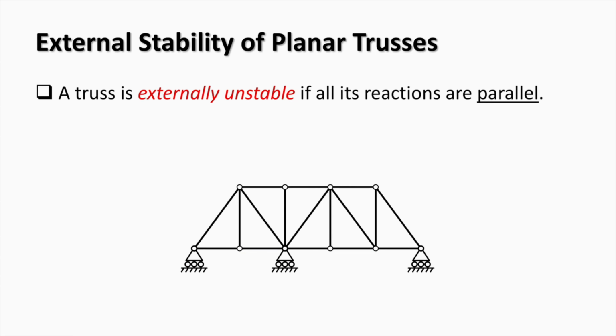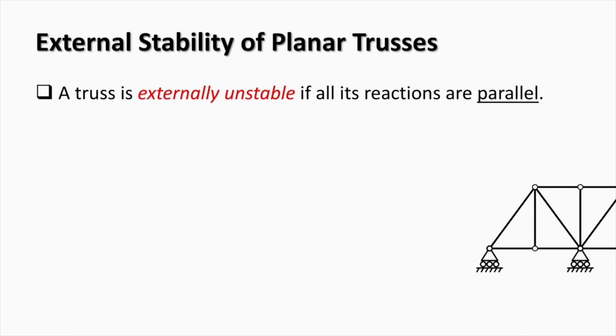The second case of external instability occurs when all reaction forces in a truss are parallel. In the example shown here, the truss has these 3 vertical reaction forces. As you can see, the lines of action of these reactions are parallel, which means that they cannot prevent horizontal movement of this truss.